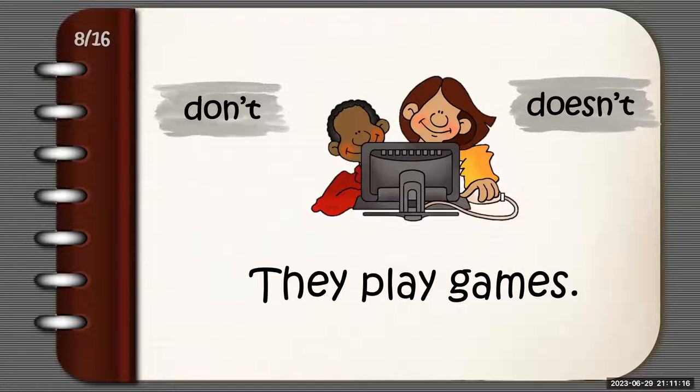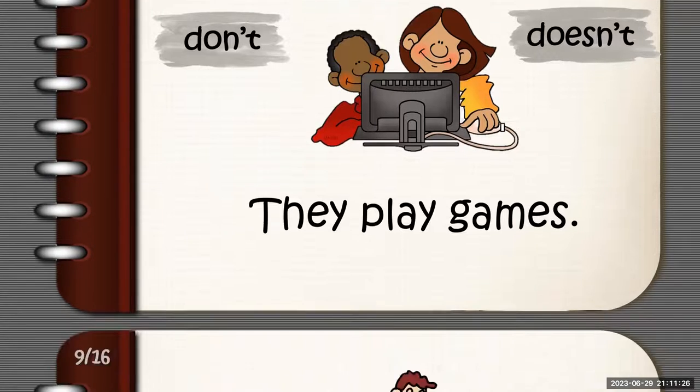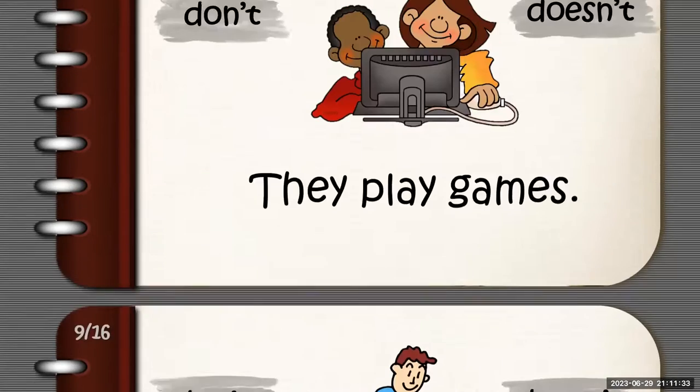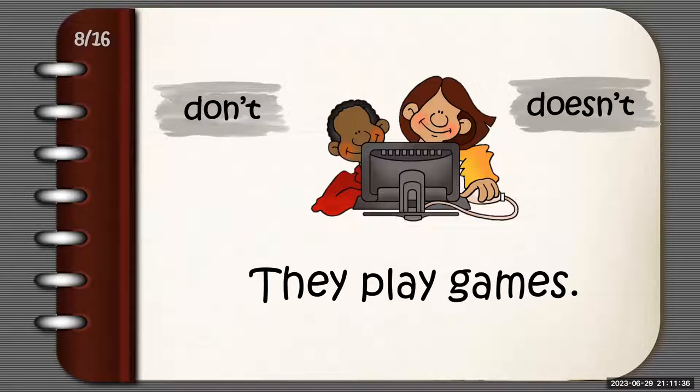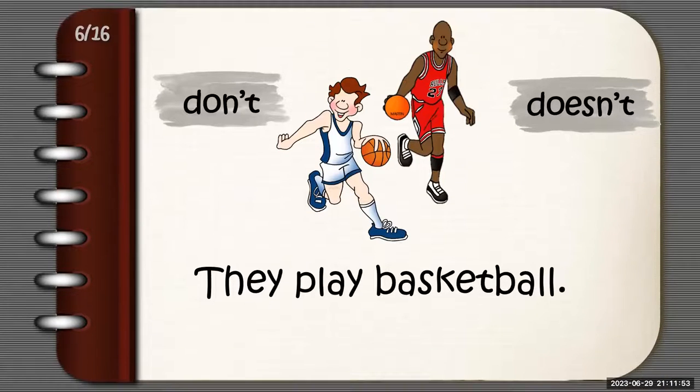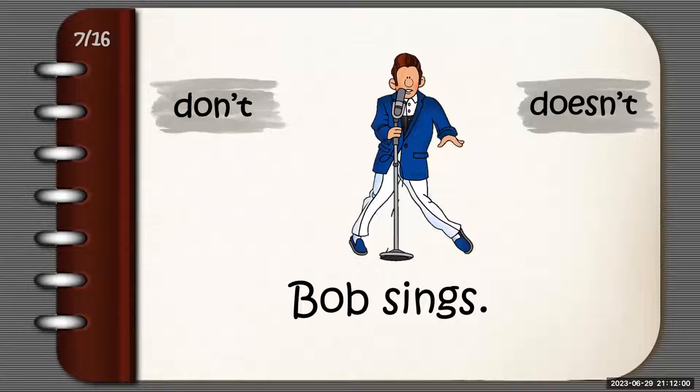Okay, what about this one? They don't play games. And the others, the book, I don't see the other picture. Talking about the previous one. Yes. If I don't see example. Is the book. Right here? Yes, of course. Okay. How can we create that sentence?